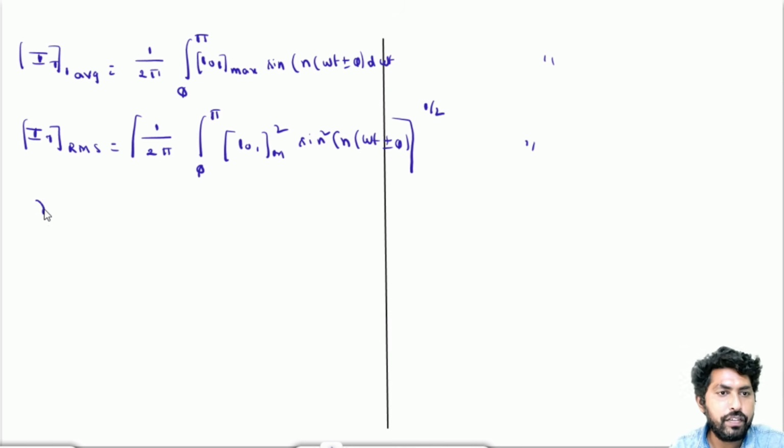And the conduction angle for the diode will be phi. Conduction angle of the thyristor will be pi minus phi.